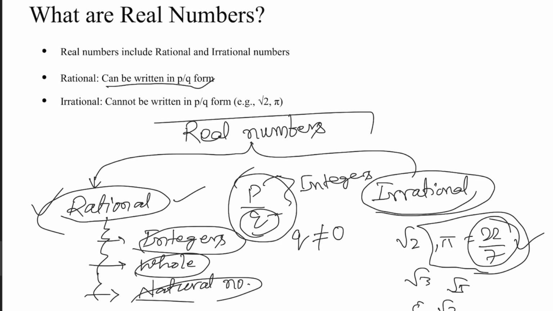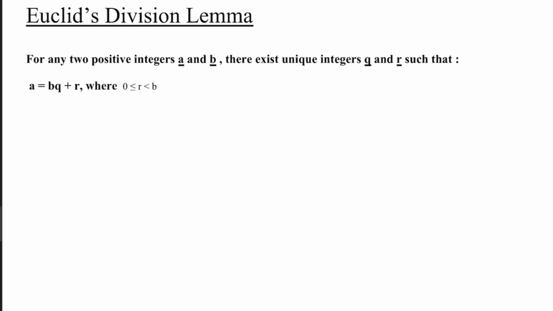So let's begin with the first concept, that is Euclid's division lemma. This lemma is a rule in maths which helps us to divide any positive integers. Means for any two positive integers a and b, there exist q and r such that a is equal to bq plus r, where r is greater than or equal to 0 but less than b.